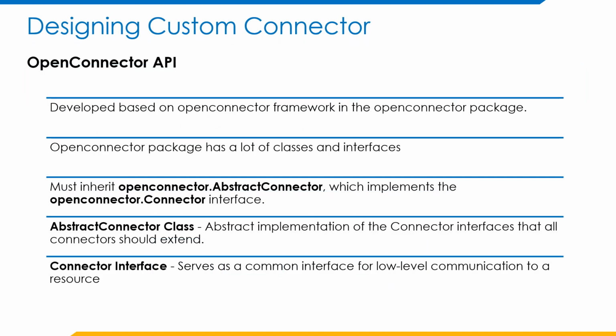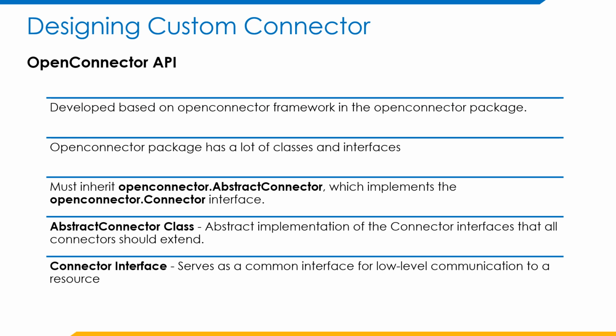The custom connector architecture uses the Open Connector framework provided by SailPoint in the OpenConnector package. This OpenConnector package is provided with a lot of classes and interfaces inside it which can be used for custom connector development. All custom connectors must inherit from OpenConnector.AbstractConnector, which in turn implements the OpenConnector.Connector interface. The connector SDK, which includes the OpenConnector classes and the Javadocs, is included in the IdentityIQ zip file for any GA version.